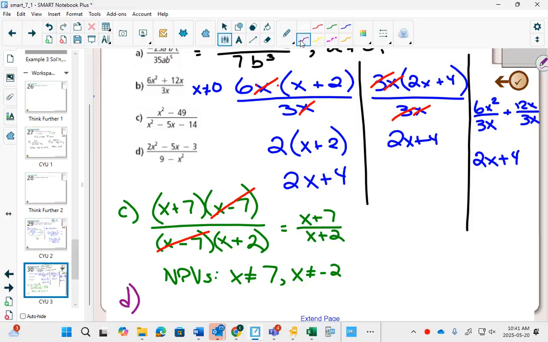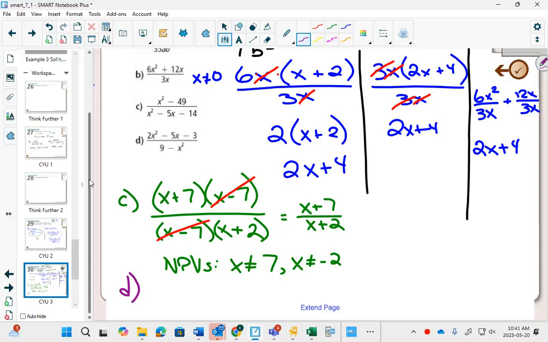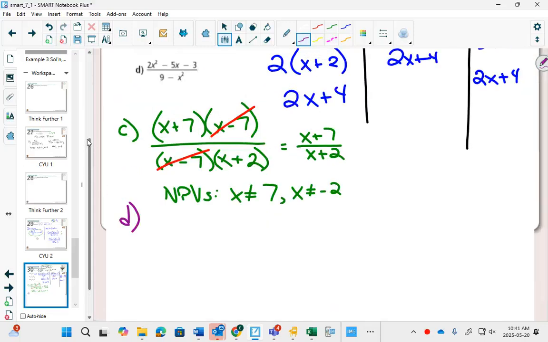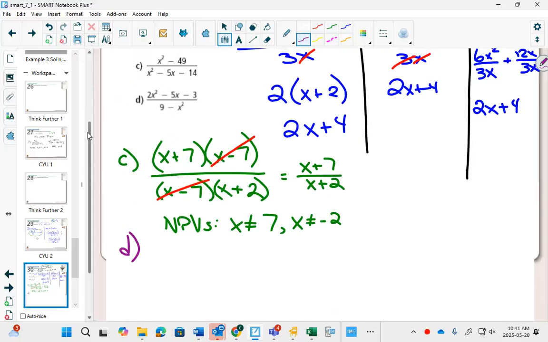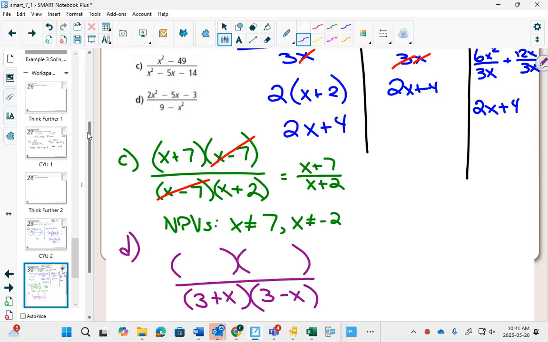And when we get to part D here, again, we're going to factor completely. Ooh, I think this one's going to have something interesting happen. The bottom is a difference of squares, but since the 9 is first, it would be 3 plus x, 3 minus x. The top has to be 2x and x to get a 2x squared.